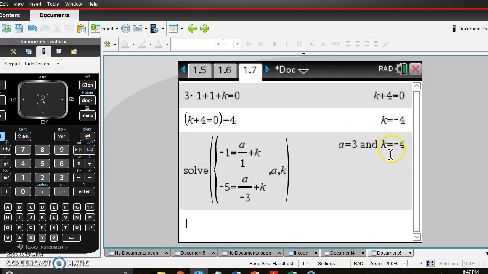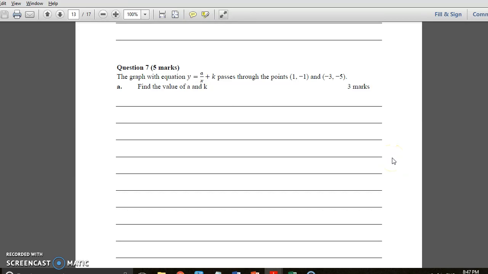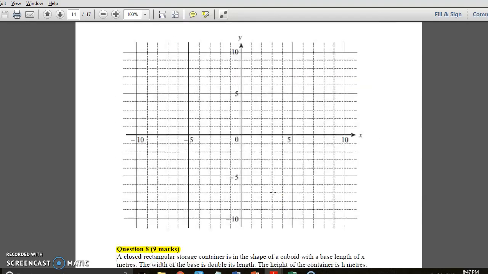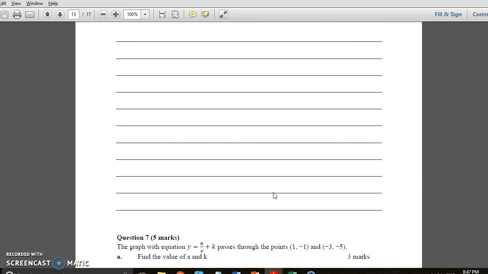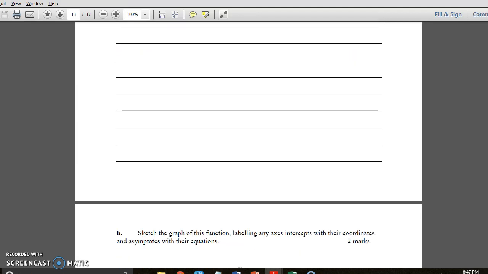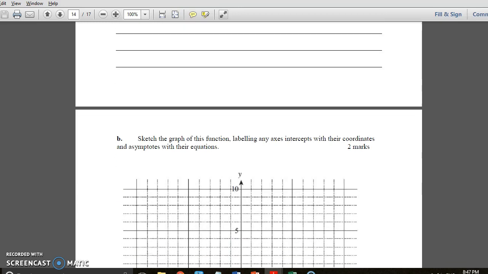a's got to equal 3 and k's got to equal -4. So that's the steps you'd take. You would write one equation, write the other equation, and then use this to solve. Okay, what else is there? Oh, hang on. Find the value of a and k, and then sketch the graph, labeling its asymptotes.